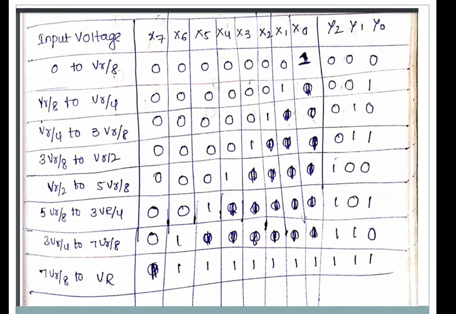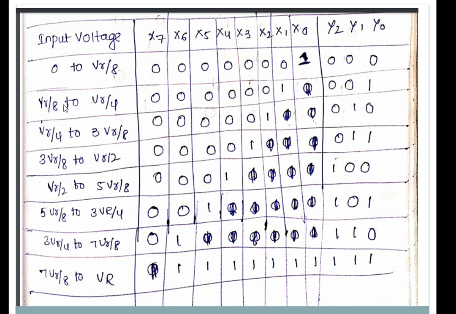So this is the output of the flash type ADC. If the applied analog input voltage is ranging from 0 to VR by 8, in that case X0 should be 1, and the output will be 0 0 0. So here we have 8 inputs, and we are getting 3 outputs. This is the priority encoder. After the priority encoder, what is the output we are getting?